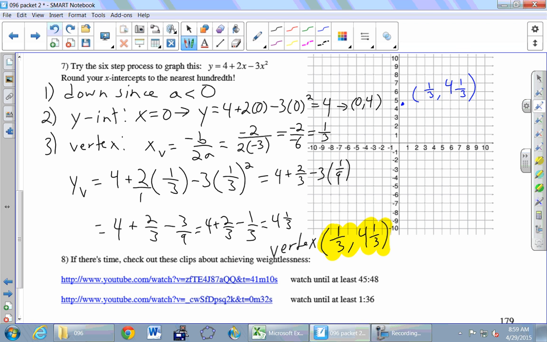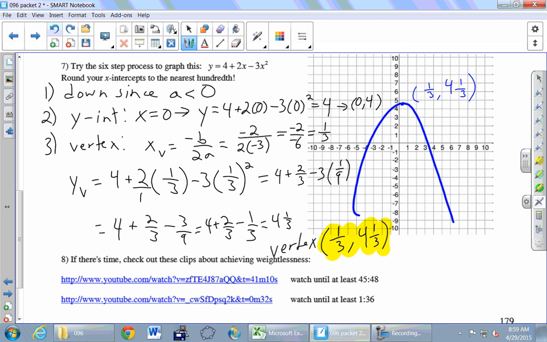So that's the vertex of the parabola. Does this parabola open up or down? Down. So don't draw this, but I know that the parabola looks something like that. Vertex is at the top, this guy opens down. How many x-intercepts do we expect? 2. So we have to go find them.